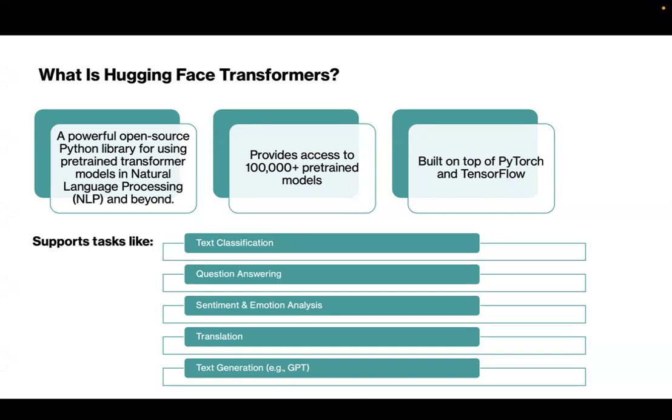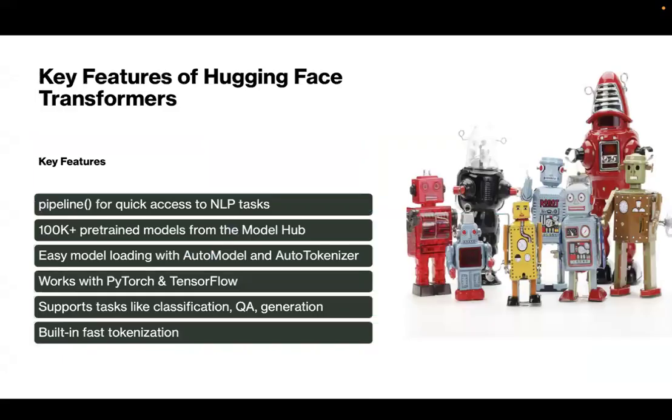It basically supports all kinds of things like text classification, question answering, sentiment and emotion analysis, translation, and text generation, GPT, etc. So what are the key features? Basically, as I said before, it contains an NLP library. Using pipeline, we can access NLP very easily.